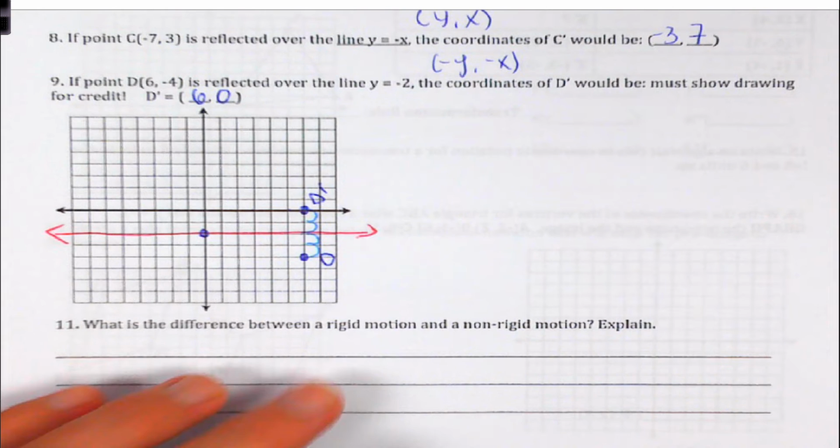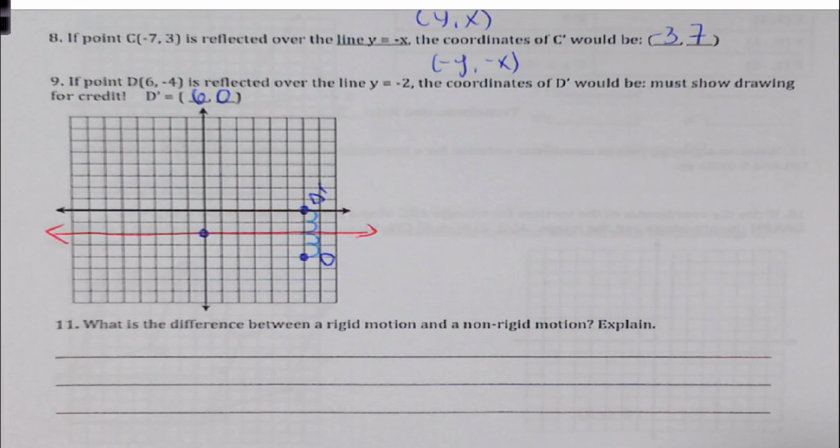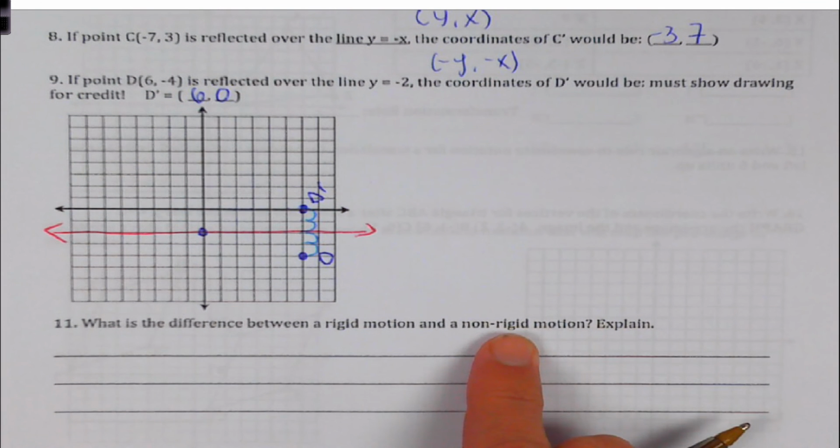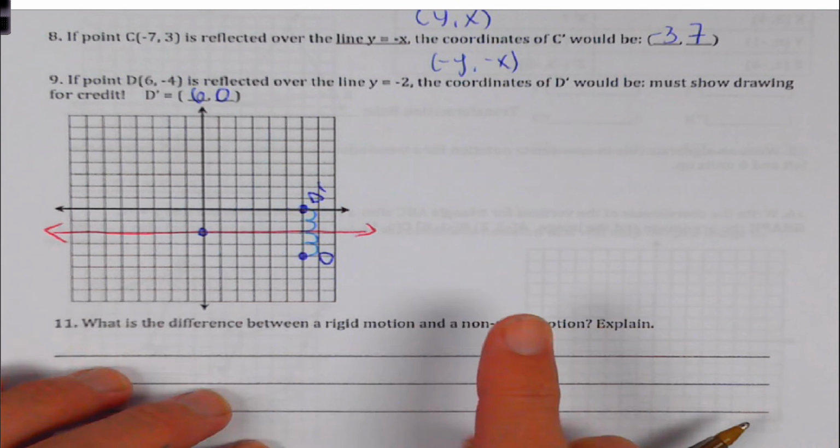What's the difference between rigid motion and non-rigid motion? Explain. I'm not going to write it, I'll just say it. Rigid motion keeps the same shape and size. Translations, reflections, and rotations are all examples. Non-rigid motion is if I do a transformation and it changes in some way. That's typically dilation, which changes in size, but we really haven't talked about it. All right, moving on. It's kind of a long study guide, but I'm ready for it.